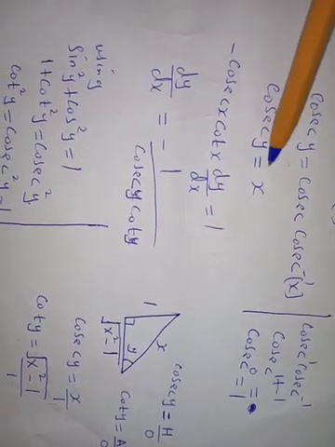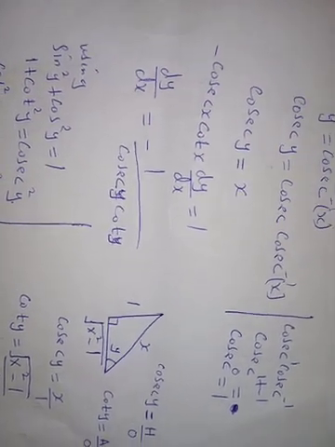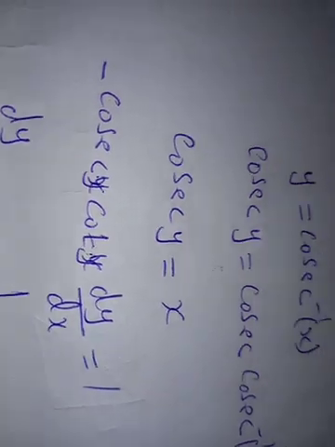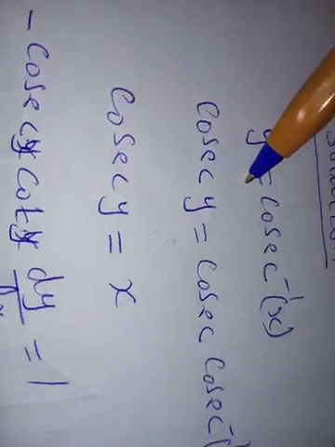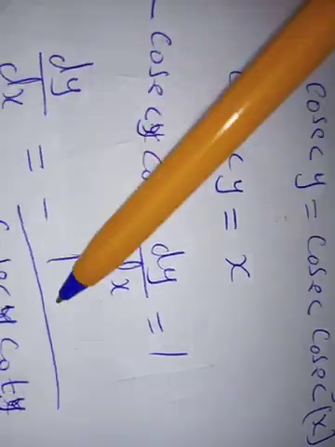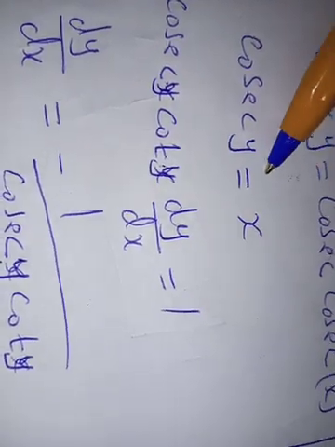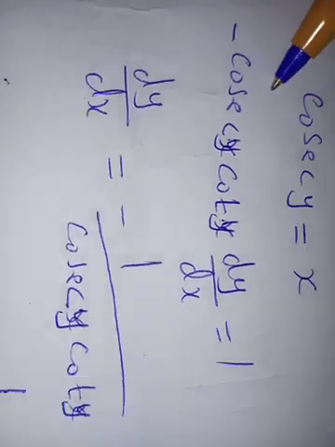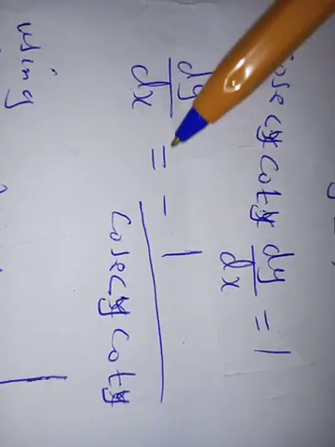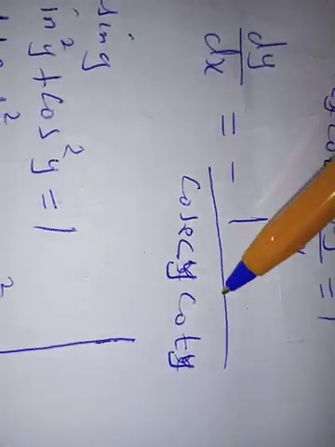So cosec y is equal to x. We differentiate cosec y with respect to x. With respect to y, it is an implicit function. So when we differentiate cosec y with respect to x, we get negative cosec y times cot y dy dx, because it is an implicit function. X differentiated with respect to x gives 1. We divide both sides by negative cosec y times cot y to be left with dy dx, which is equal to negative 1 over cosec y times cot y.